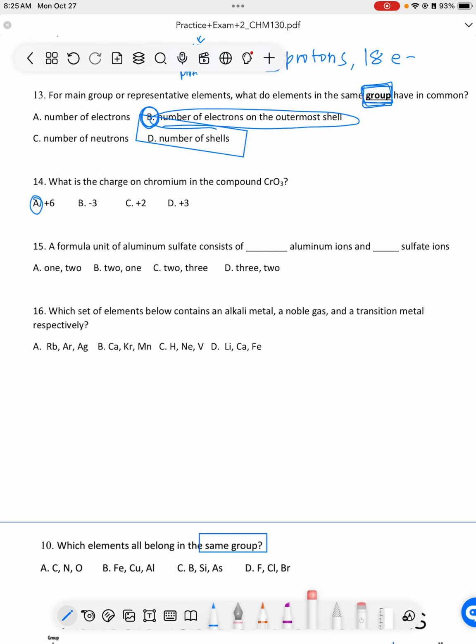Okay, we want to look at a formula unit of aluminum sulfate. It consists of how many aluminum ions and how many sulfate ions? So aluminum, we know its symbol looks like this, but we need to talk about sulfate. You have to be able to recognize a polyatomic ion, and sulfate is a polyatomic ion.